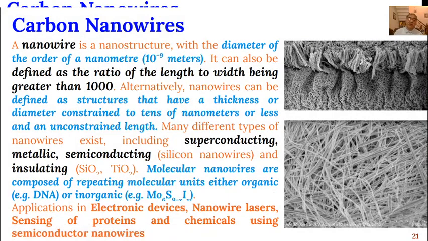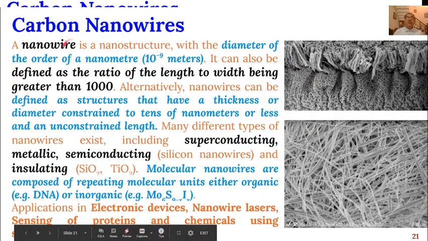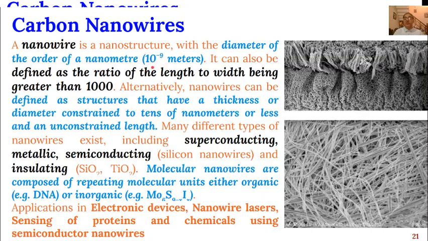Then there is carbon nanowire. A carbon nanowire is a nanostructure with a diameter of the order of a nanometer, 10 power minus 9 meter. It can also be defined as a nanomaterial where the ratio of length to width should be greater than 1000. If, say, the length is 1000, then the width should be 1 nanometer. So the length to width ratio should be greater than 1000.